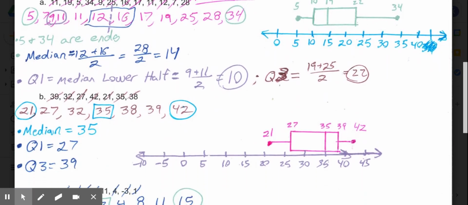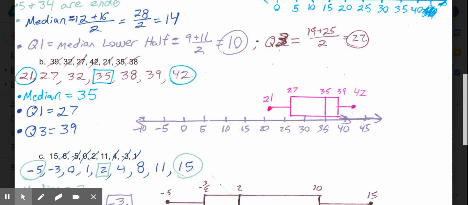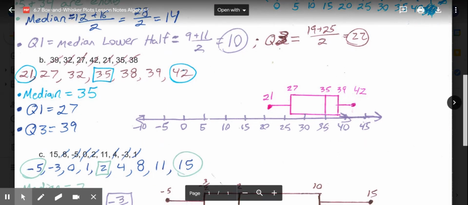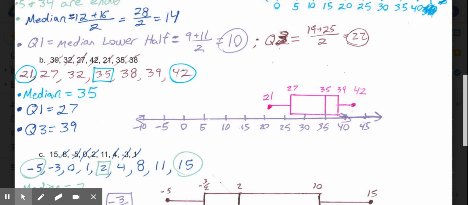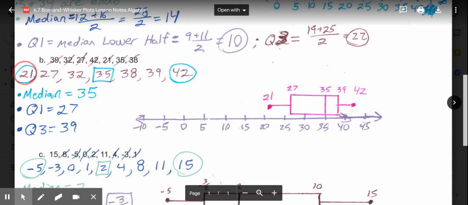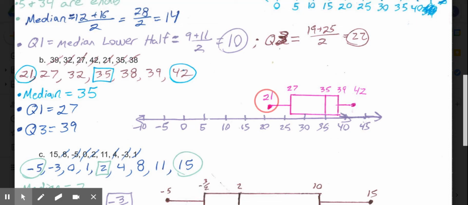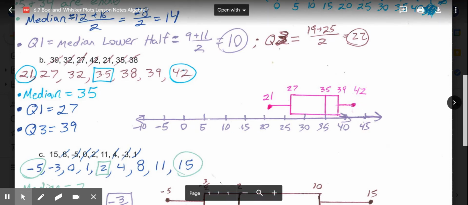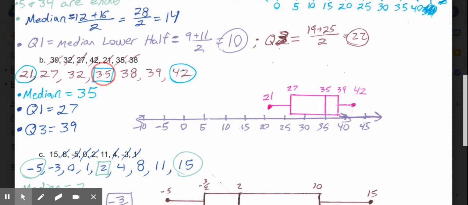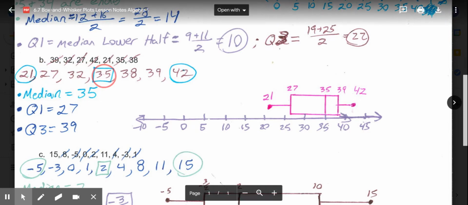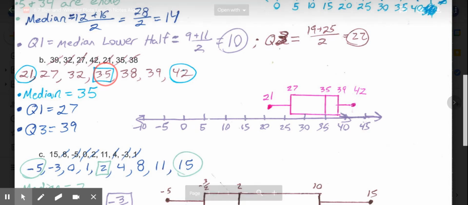So let's look at part B. Again, we want to take our list and write it in order, least to greatest. So we have 1, 2, 3, 4, 5, 6, 7 numbers. 21 is the smallest, 42 is the largest, so I put a dot at 21 and at 42 for my whiskers. Then with this list, 35 is our number in the middle, the median, with 4 numbers from the left and 4 numbers from the right.